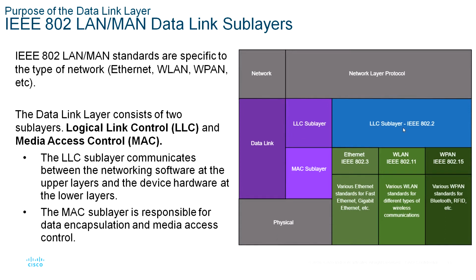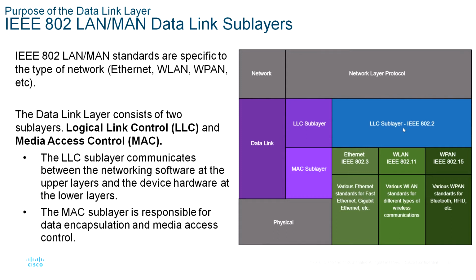Next one, media access control, MAC, implements this sublayer in hardware using IEEE 802.3, 802.11 or 802.15. It is responsible for data encapsulation and media access control. It provides data link layer addressing and it is integrated with the various physical layer technologies. The diagram shows the two sublayers, LLC and MAC, of the data link layer.